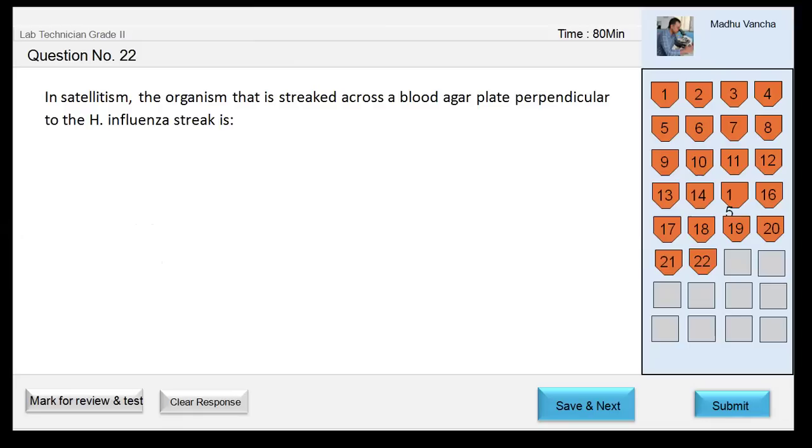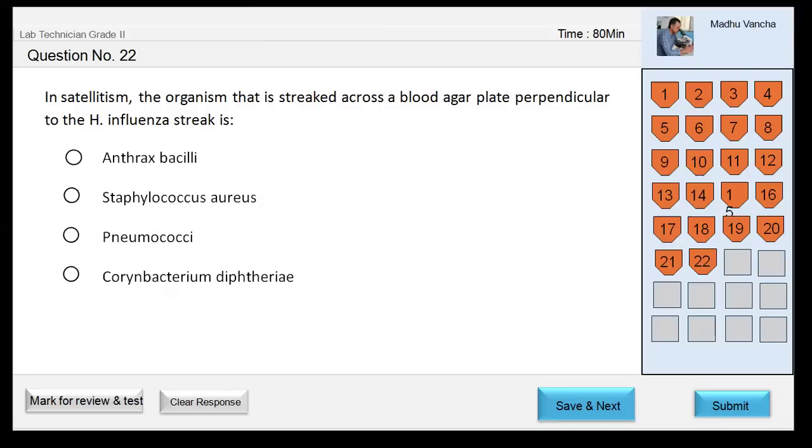Next question, in satellitism, the organism that is streaked across the blood agar plate perpendicular to the Haemophilus influenzae streak is option A, Anthrax bacillus. Option B, Staphylococcus aureus. Option C, Pneumococcus. Option D, Corynebacterium diphtheriae. Here the right answer is Staphylococcus aureus.